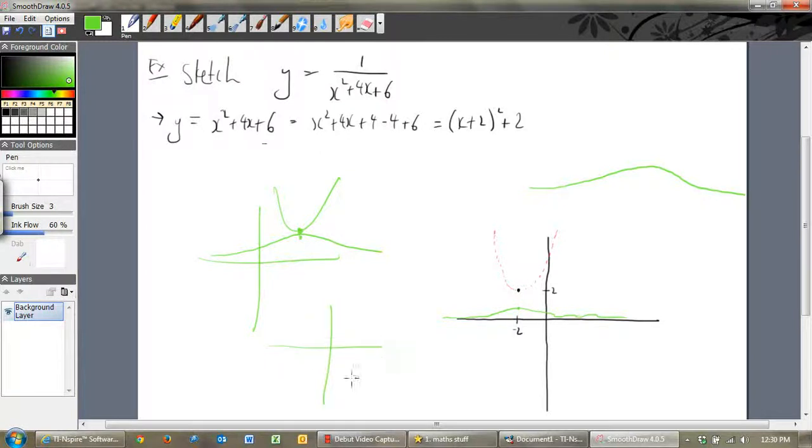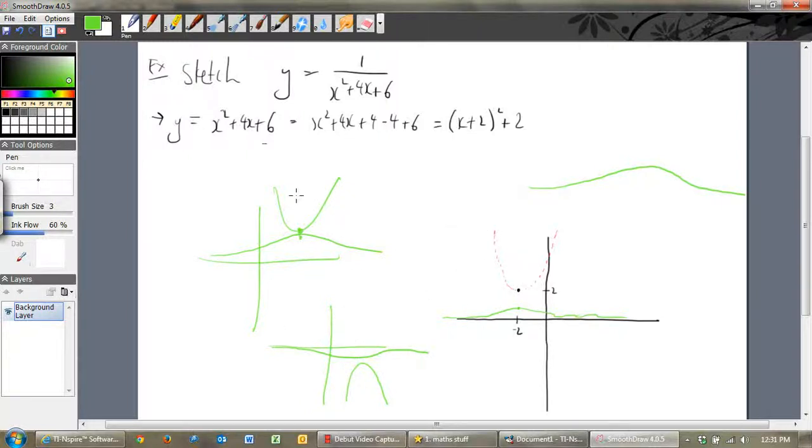If you have the other instance where it was like this, something like this, say that's your quadratic, the reciprocal will be the other way, so it will come there, go up, and back down like that. That's what the reciprocal will look like in that case. Okay, so that's what happens.